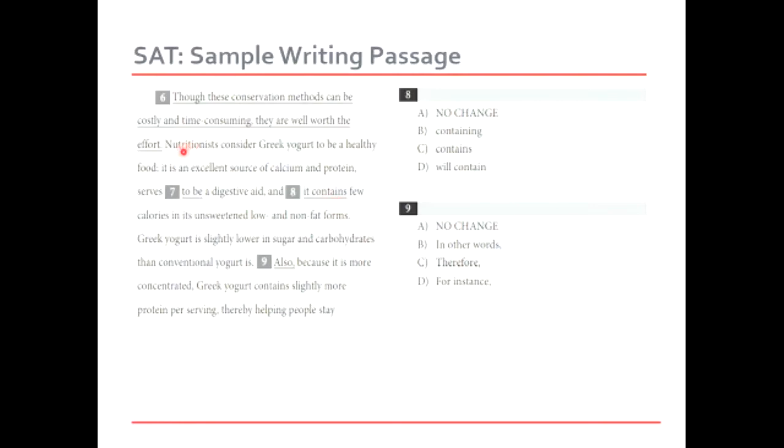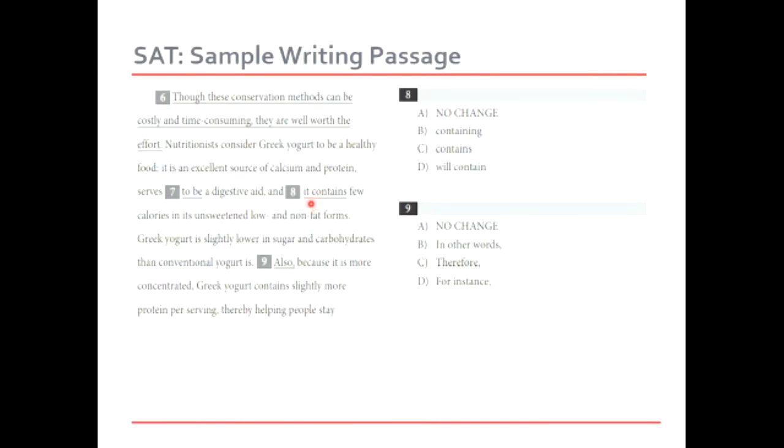Because if you look at the sentence, if you read it from here, I'm going to read it again. It is an excellent source of calcium and protein, serves to be a digestive aid. Do you notice that the author did not use the pronoun "it" over here to introduce the subject again? He has not used "it" before "serves." Serves to be a digestive aid and it contains few calories. So why has he inserted "it" over here? This means that there is something wrong with the sentence. We definitely need to get rid of this "it" over here.